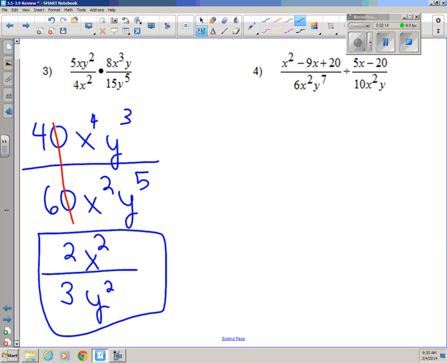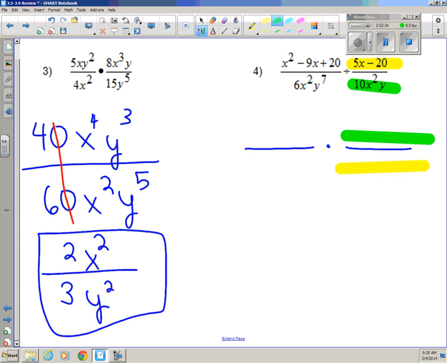Number 4 is a division problem. It's keep, change, flip. So I'm going to do some factoring and flipping at the same time, knowing that when I do that, I'm going to have these two problems. Division becomes, excuse me, multiplication. This numerator becomes the denominator. This denominator becomes a numerator.